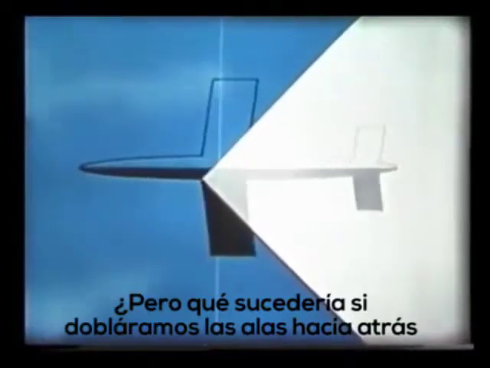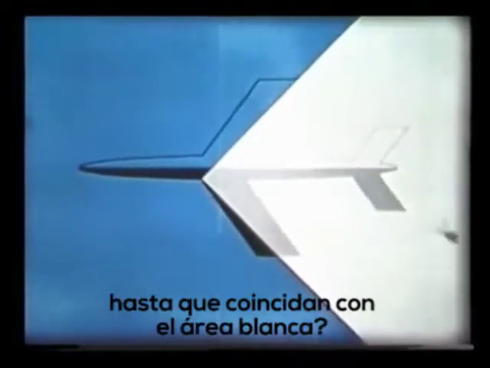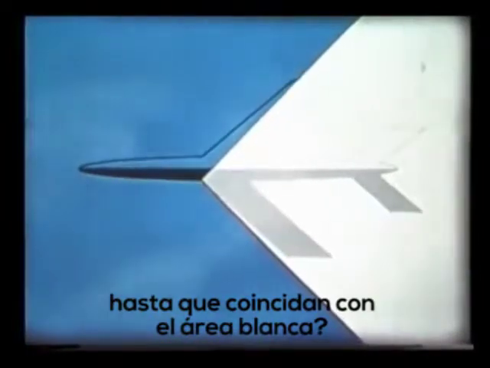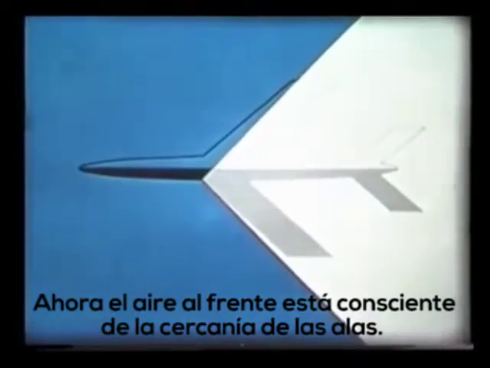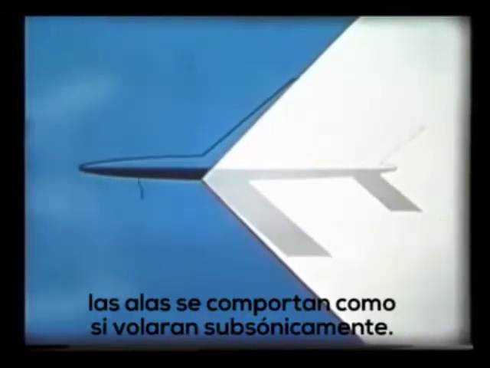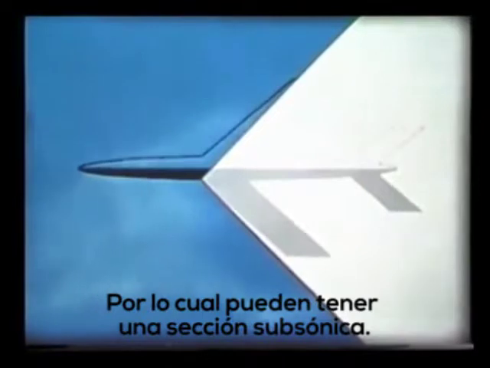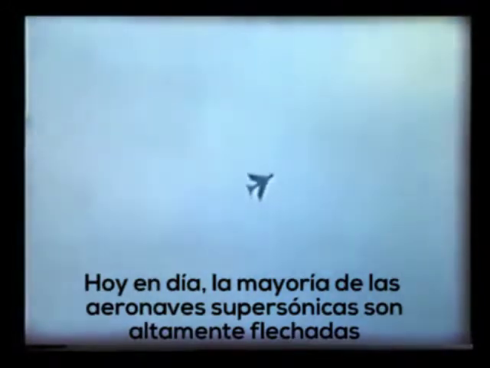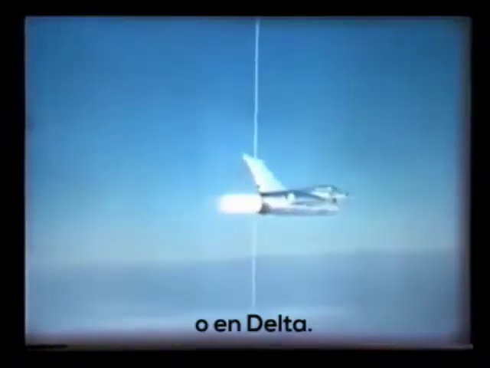But what if we sweep the wing back until it lies within the white area? Now the air ahead is warned of the wing's approach. So, although the aircraft is flying at supersonic speed, the wing behaves as though it were subsonic. It can therefore have a subsonic section. Today, in fact, most supersonic aircraft are highly swept or deltas.